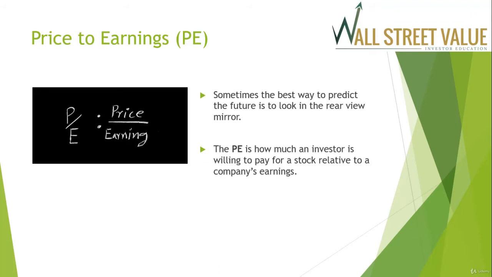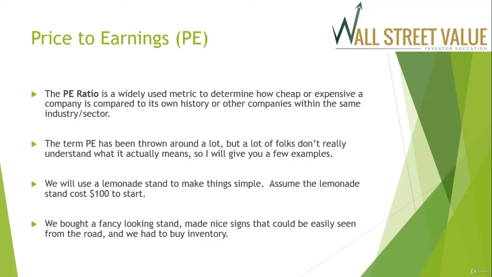Price to earnings is how much an investor is willing to pay for a stock relative to a company's earnings. Also known as the PE ratio, this is a widely used metric to determine how cheap or expensive a company is compared to its own history or other companies within the same industry or sector. The term PE has been thrown around a lot, but a lot of folks really don't understand what it actually means. So let me give you a couple examples to help you understand it.